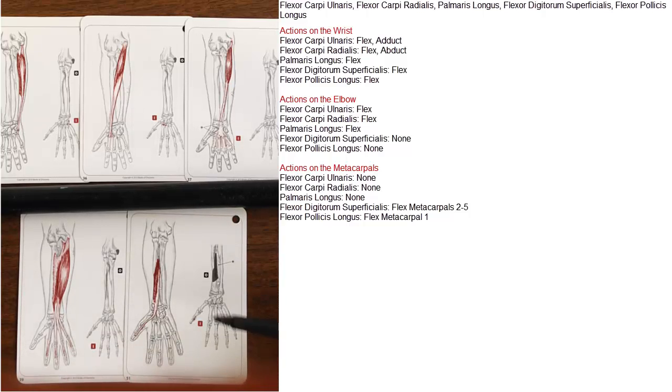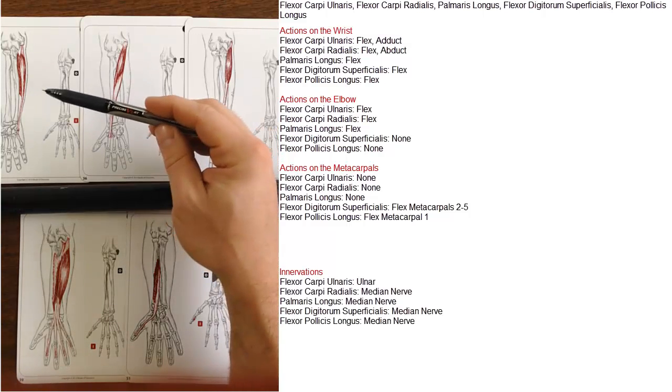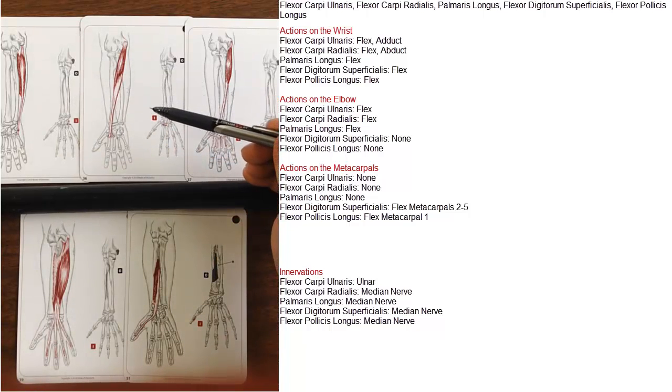The last two have actions upon the metacarpals. For the flexor digitorum superficialis, it flexes the metacarpals 2 through 5. And then for the flexor pollicis longus, it flexes the first metacarpal. For innervations, the flexor carpi ulnaris is innervated by the ulnar nerve. The other four are innervated by the median nerve.